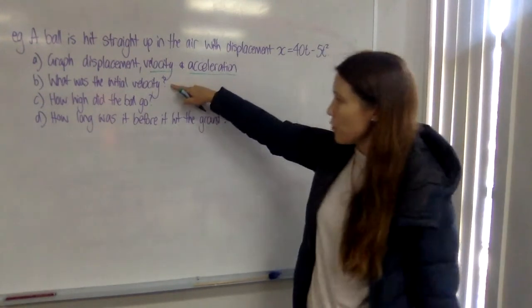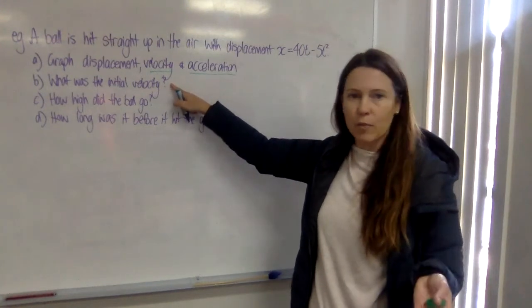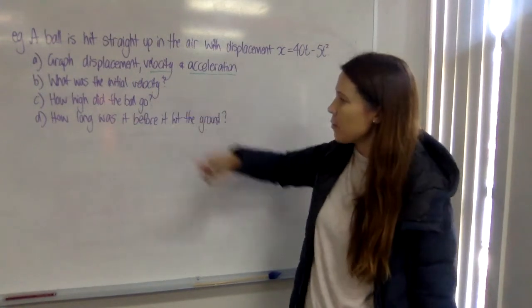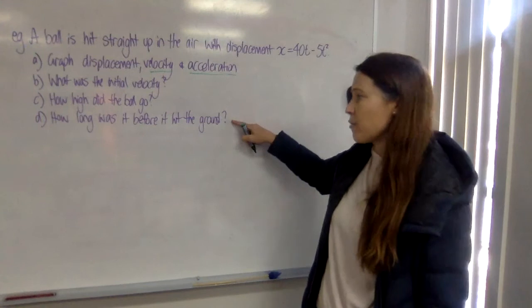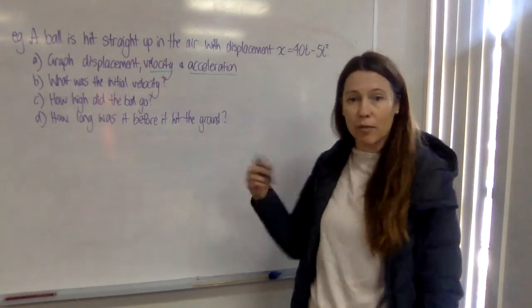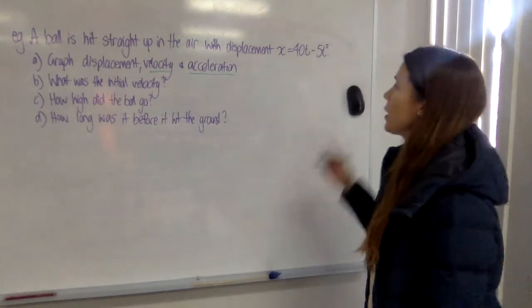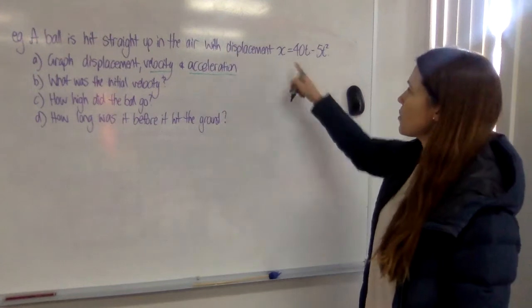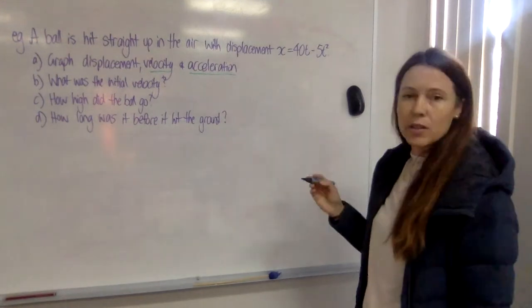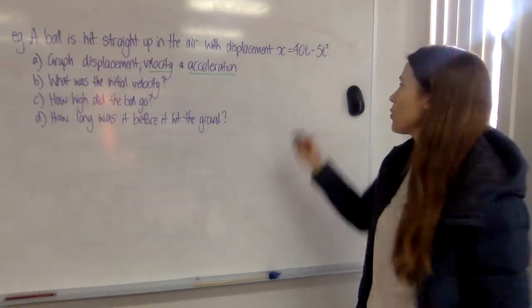What was the initial velocity? So that was the velocity when time was equal to 0. How high did the ball go? And how long was it before it hit the ground? So we need a length of the flight in seconds. Okay, so the first thing to do then is we need to graph all three functions. So first, let's go ahead and find all three functions.